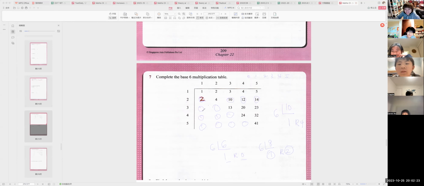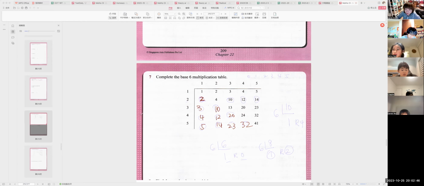Yes. So 1 times 3, so you can do 3, 4, 5, right? So basically it's 2, 4, 10, 12, 14, right? And this one you can just copy. This one is 20 and 23. And this one will be 32. Correct, everybody? Okay, but if you want, I still want you to compute it yourself.